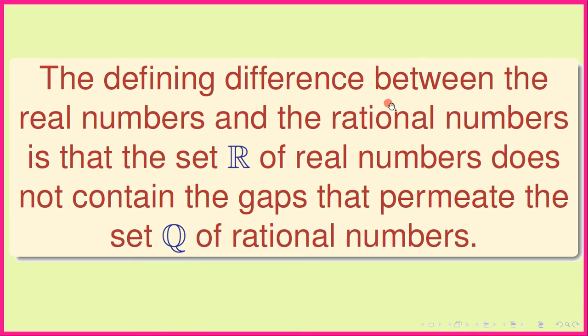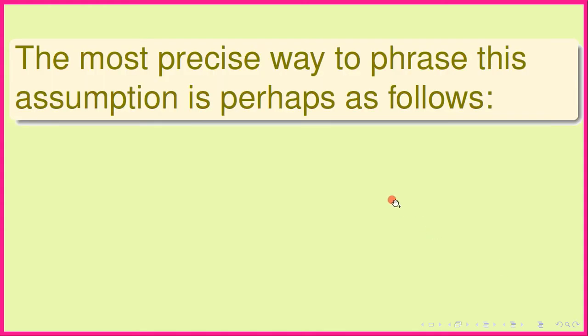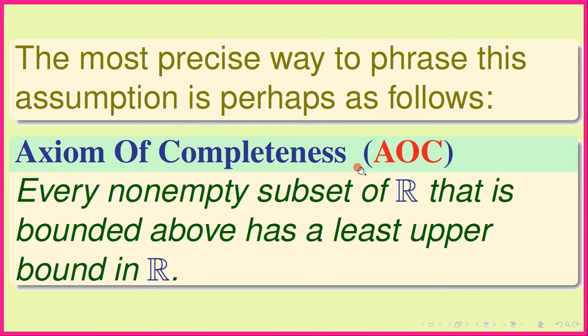The defining difference between the real numbers and the rational numbers is that the set R of real numbers does not contain the gaps that permeate the set Q of rational numbers. The most precise way to phrase this assumption is perhaps as follows. Axiom of Completeness, which we shall in short call AOC. It is like this: every non-empty subset of R that is bounded above has a least upper bound in R.